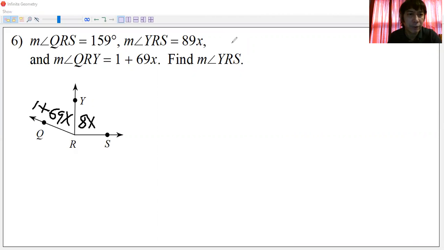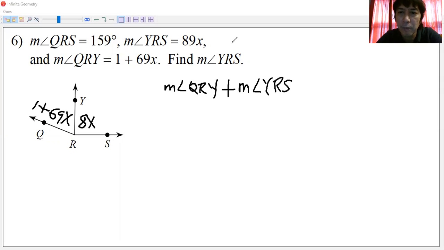All right, let's begin with QRY. So here's the equation. The measure of the angle QRY, all right, plus the measure of the next angle YRS must be equal to the measure of the angle, the total, QRS. There. Okay, so we have the working equation.